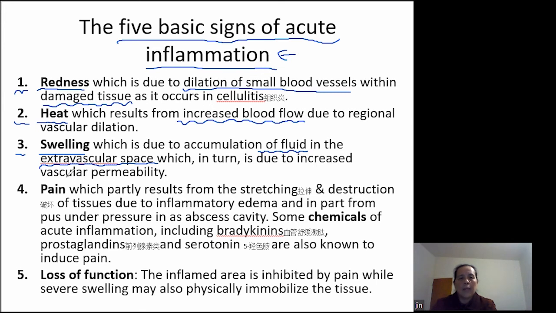So that's basically more fluid coming out, because during that time the blood vessels easily allow the fluid to come out. That's the word we use: permeability. Permeability just means the fluid comes out pretty easily from the blood circulation.